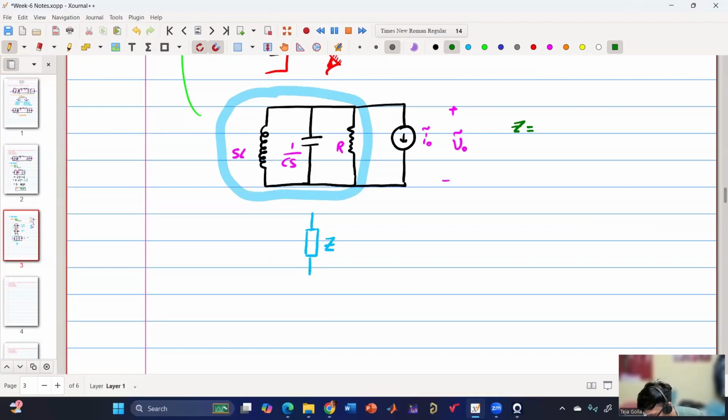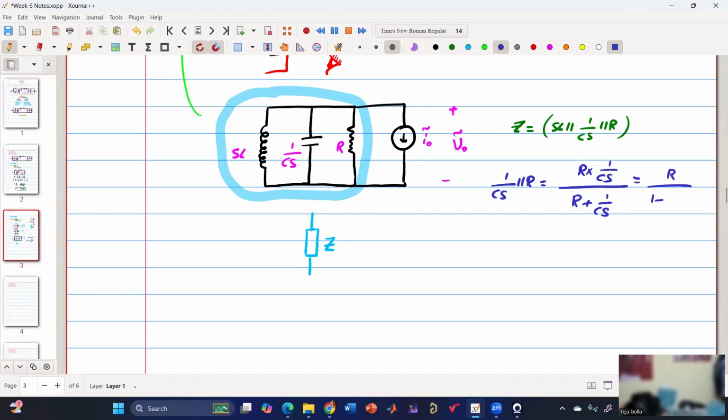So basically, you are saying all will be parallel, right? Yes. Okay, so now we'll simplify one by one. If I consider 1 by CS parallel R, then I'll get R into 1 by CS by R plus 1 by CS. If I multiply by CS on numerator and denominator, I'll get R by 1 plus SRC, right?